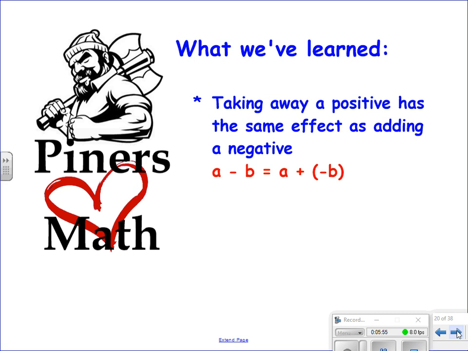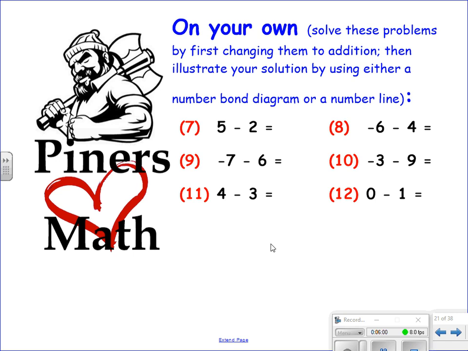Now what I'd like you to do is to add to the 6 problems that we had before these 6 problems. Solve these problems by first changing them to addition, and also with these 6 problems, illustrate your solution by either using a number bond diagram or a number line. So when I check your homework from this video, you should have the 6 problems from the previous day illustrated, and these new 6 problems also illustrated with a number bond diagram or with a number line.